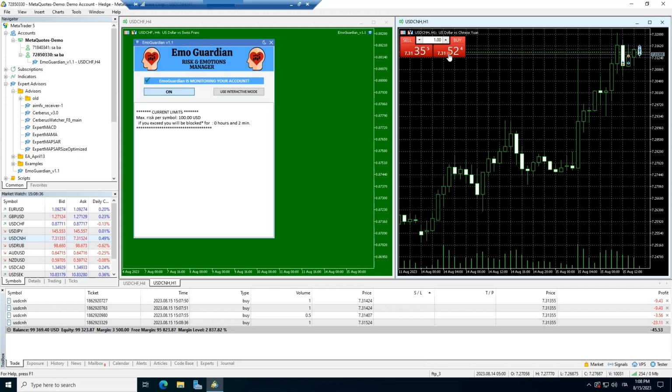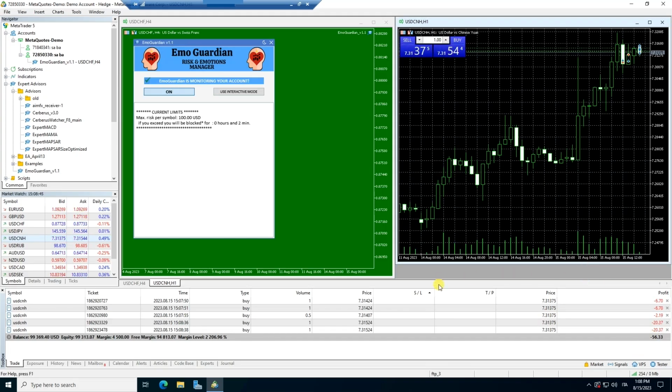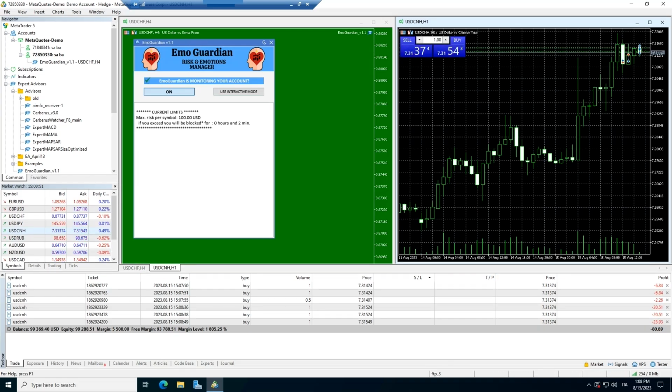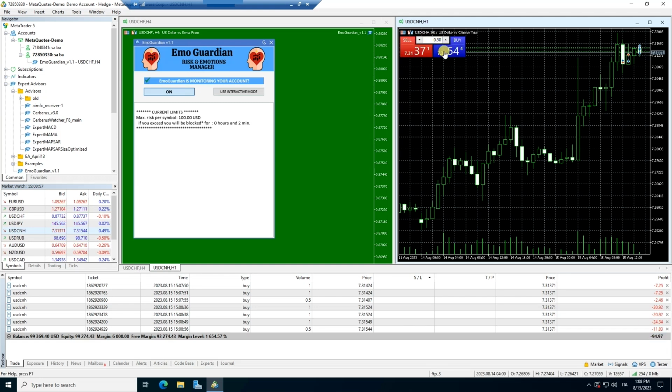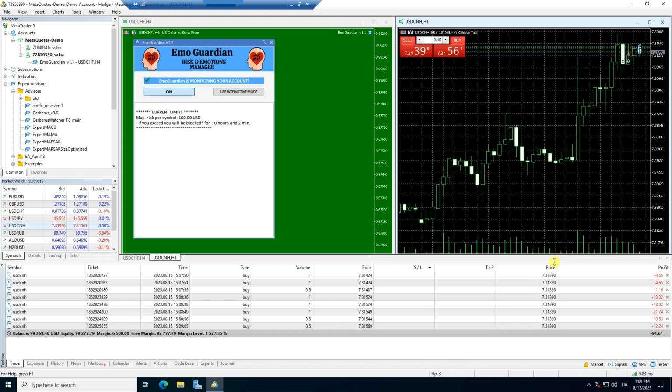Let's buy something else, some more contracts to show the situation. So now we are losing 73, right? Let's buy something more. We are getting closer to 100. We're getting very close. Let's see what happened.